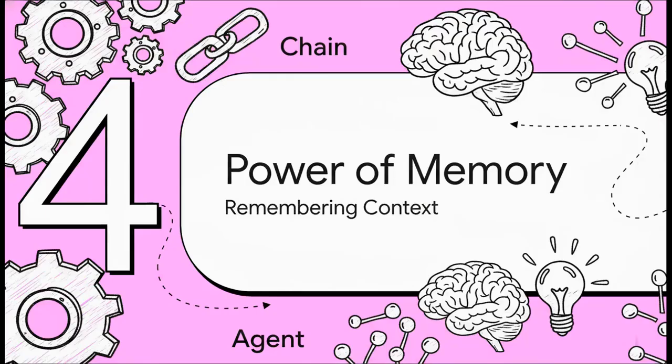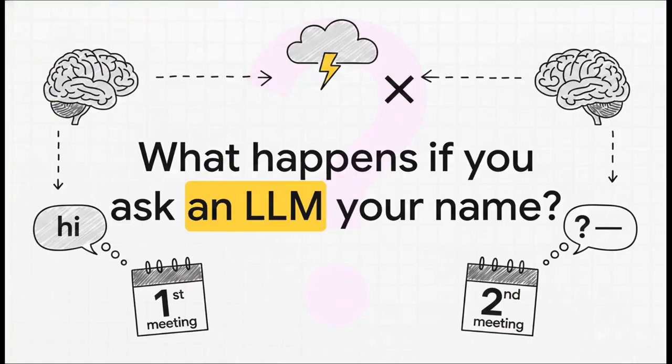Let's jump into Section 4, the power of memory. Whether you are building a straightforward chain or a highly dynamic agent, you are inevitably going to run into a fundamental roadblock. LLMs are completely stateless. Every single time you send a request, it's like meeting the model for the very first time.